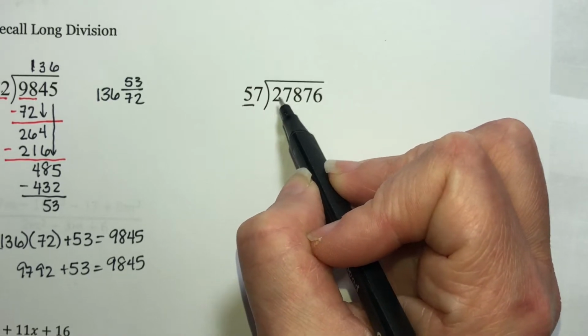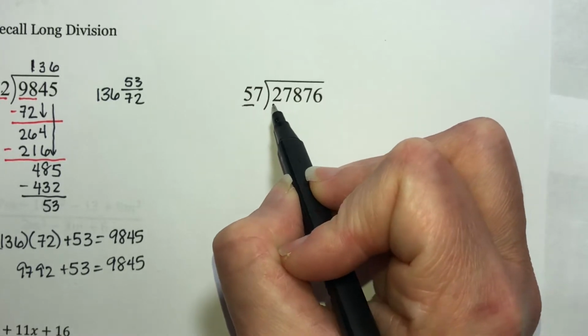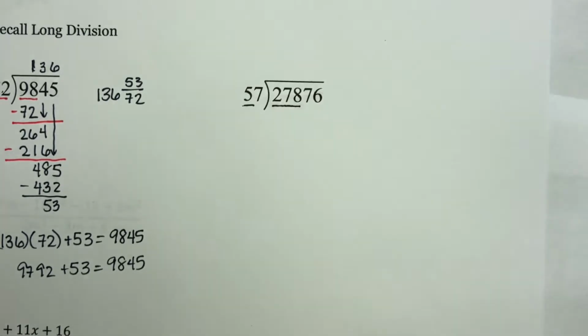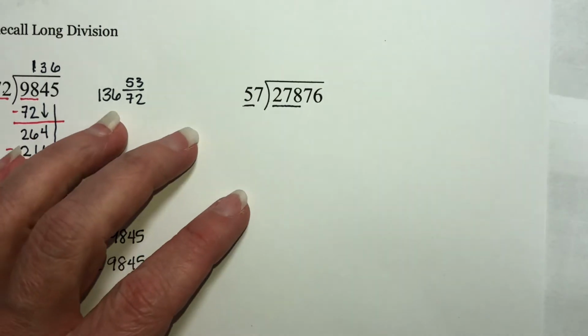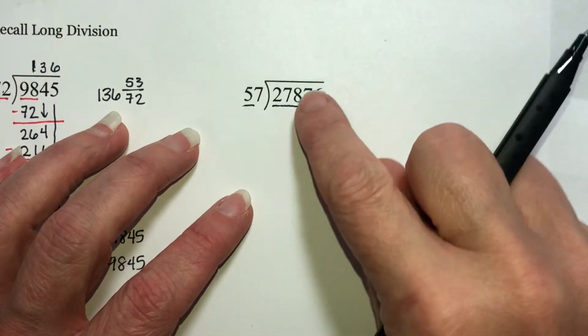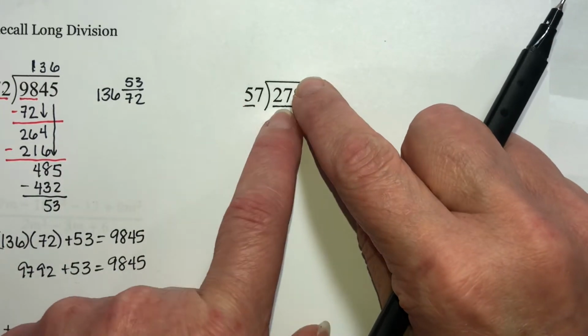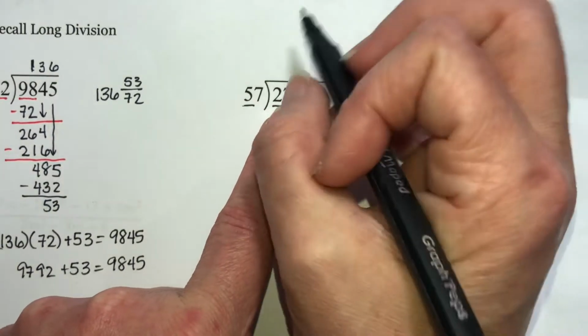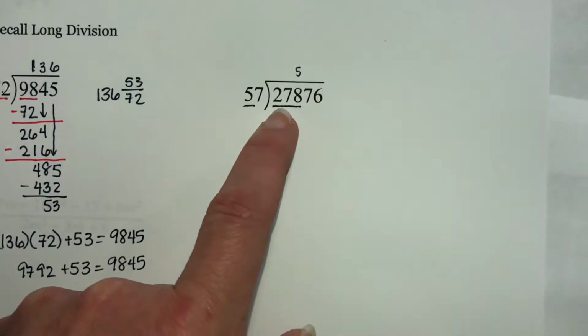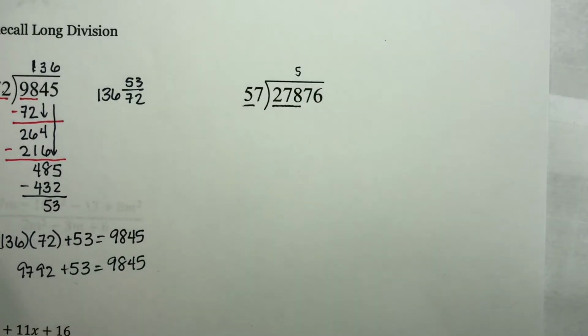It doesn't. Does it go into 27? No. So we add another digit. How many times does it go into 278? Okay. Well, let's estimate. 5 goes into 27 5 times, so I'm going to try a 5. And if it works, it works. If it doesn't, it doesn't.